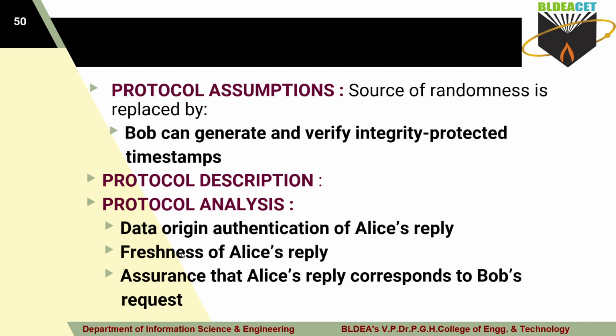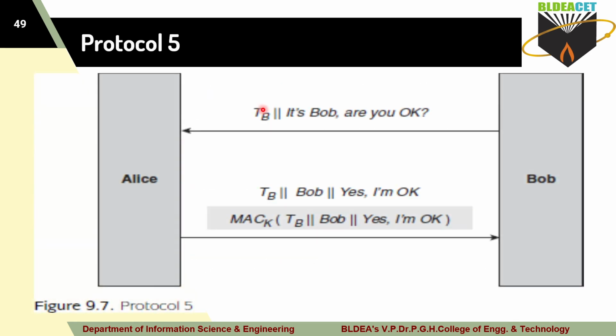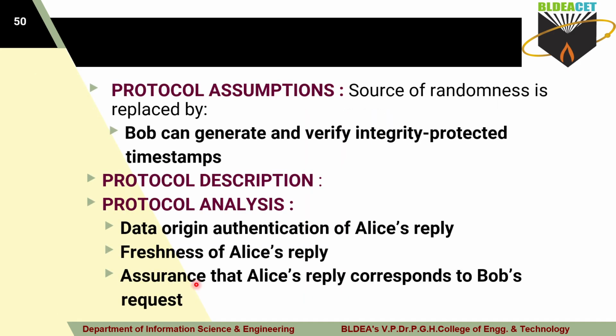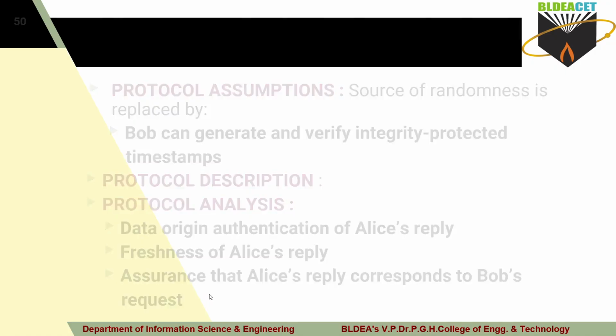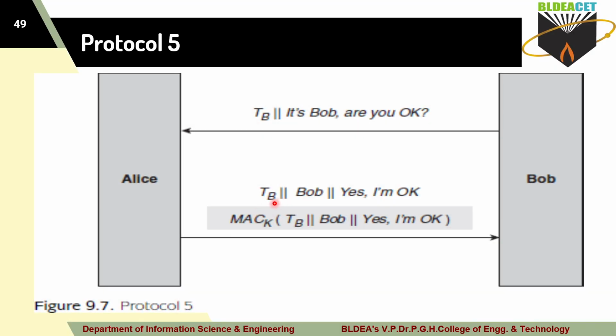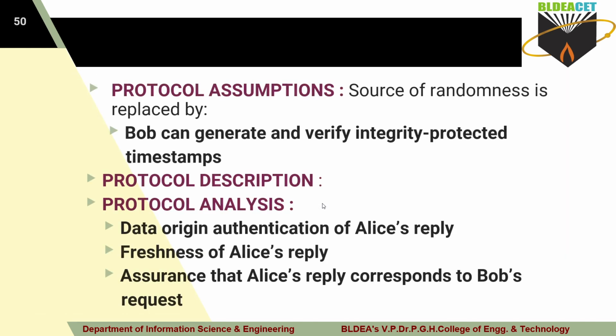So next is freshness of Alice's reply. Freshness is based on your timestamp. Here you have included the timestamp in the reply message also. This indicates the freshness here. And assurance that Alice's reply corresponds to Bob's request. The assurance is very simple. What is that assurance? TB, the timestamp of Bob, and the identification of Bob as Bob here. So this is protocol 5.